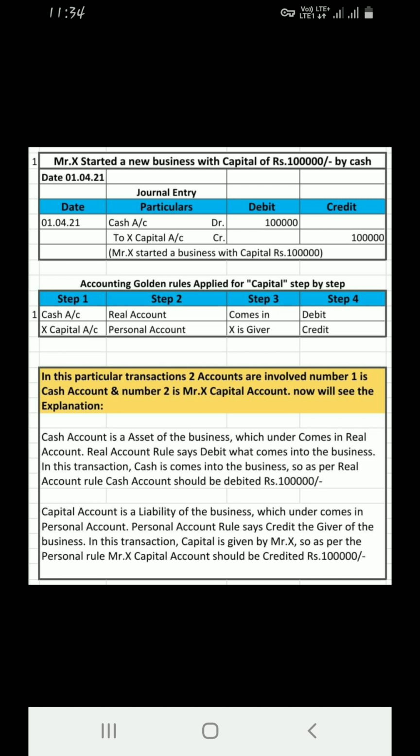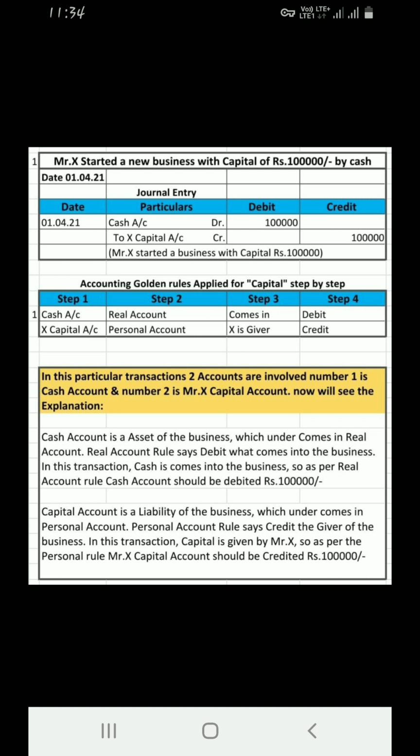Okay friends, now we will see the journal entry of this transaction. This particular transaction has two accounts. One is cash account, another one is Mr. X capital account. Now we will see the entry.